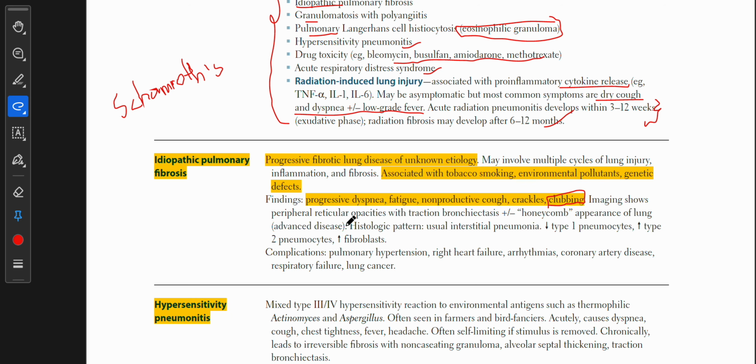Imaging shows peripheral reticular opacities with traction bronchiectasis, with or without honeycomb appearance of the lung in advanced disease. This is very high yield. We have to remember the honeycomb appearance of lungs. Histologic pattern shows usual interstitial pneumonia, decreased type 1 pneumocytes, and increased type 2 pneumocytes, which lead to an increase in surfactant levels and also an increase in fibroblasts. The complications of pulmonary fibrosis include pulmonary hypertension, right heart failure, arrhythmias, coronary artery disease, respiratory failure, and lung cancer.